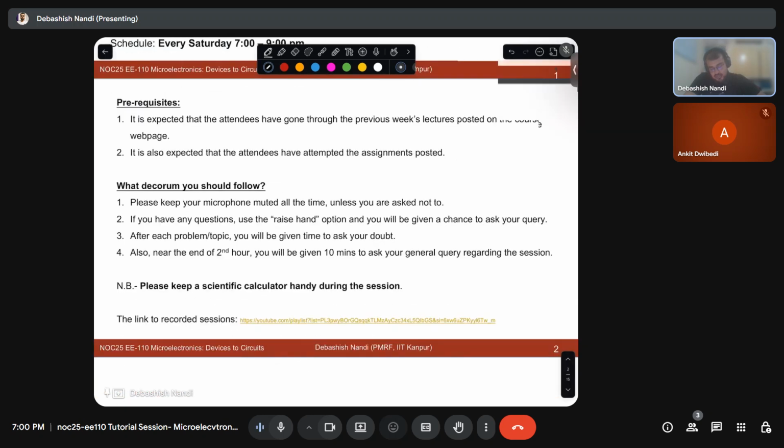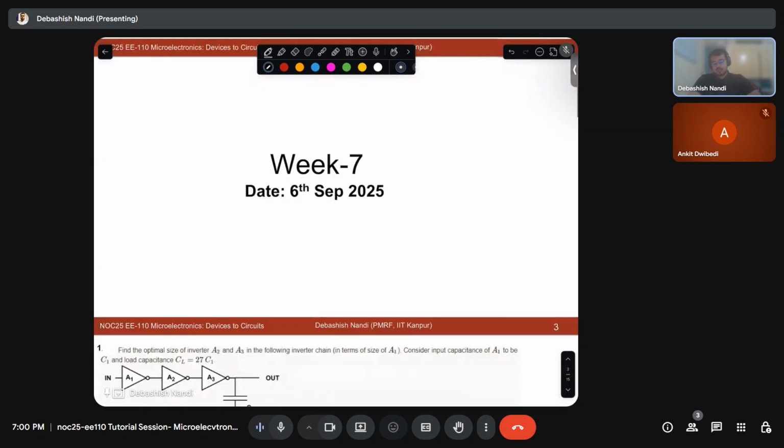This is week 7. So today we'll be discussing two aspects. One is the delay in inverters, and another one is power. Two of the most important aspects in digital circuits. Along with this, we will cover the critical three aspects of VLSI.